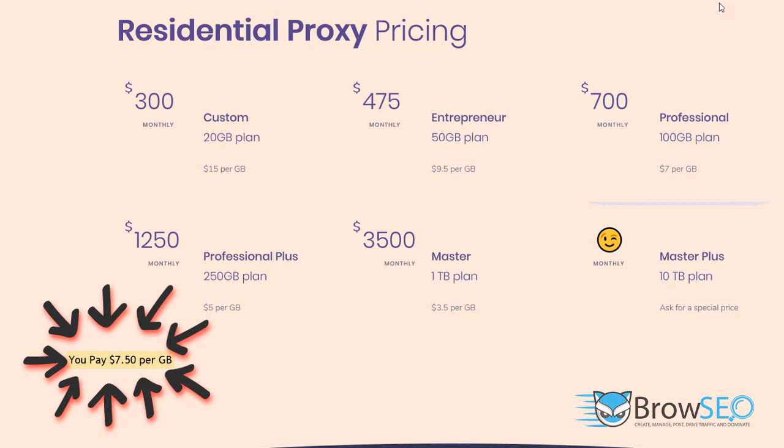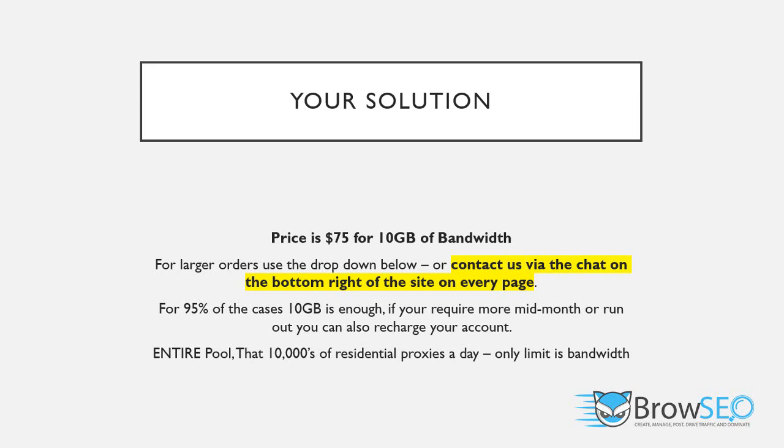The smallest package to get these residential proxies is $300 a month, and that's only for 20 gigabytes. So you're spending $15 a gigabyte. You're paying twice the amount, and your minimum spend is $300. Next one up, as you can see, is $475, and that's still $9.50 a gigabyte. So to get this level directly from the provider is upwards of $700 a month. Okay, so you pay $7.50 per gigabyte. That's $75 a month, and you get access to 10 gigabytes of bandwidth.